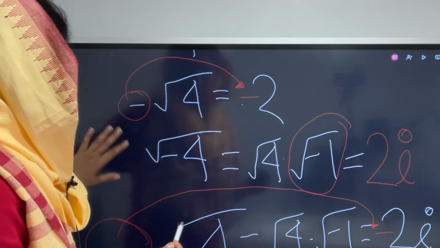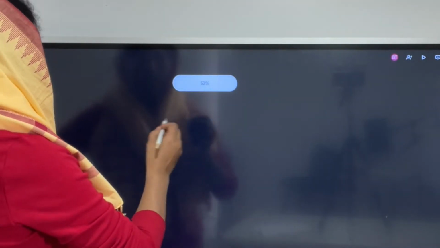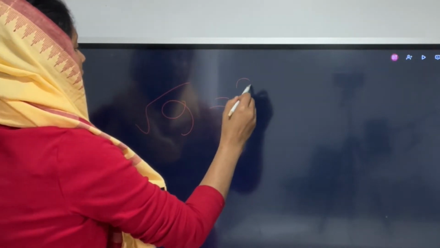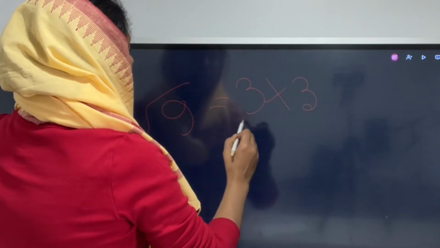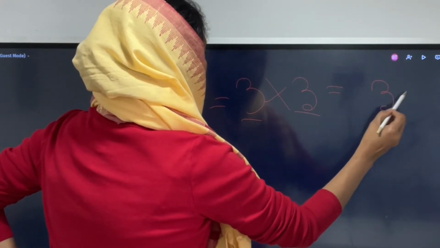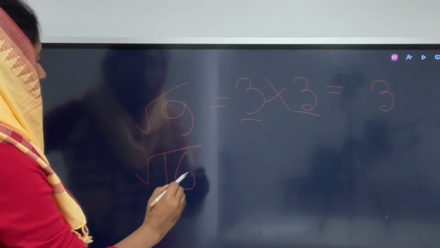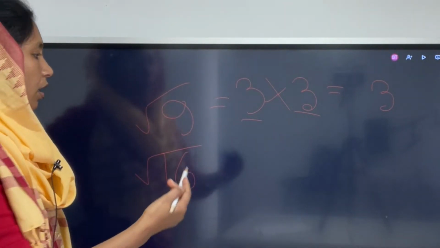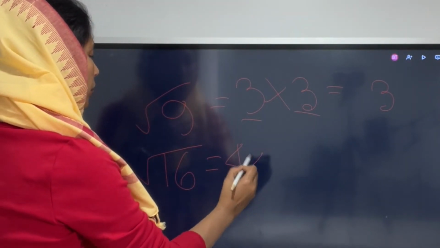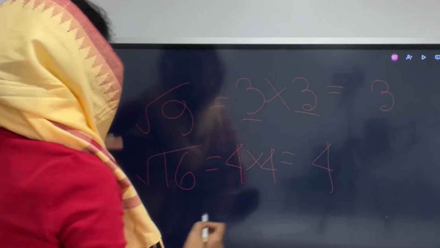So let's say, for example, when you see square root of 9, you're going to multiply 3 two times, so you know square root of 9 is 3. So our result is 3. When you get square root of 16, what are you going to get? How are you going to simplify that? Just 4 times 4 is 16. So the result is 4.